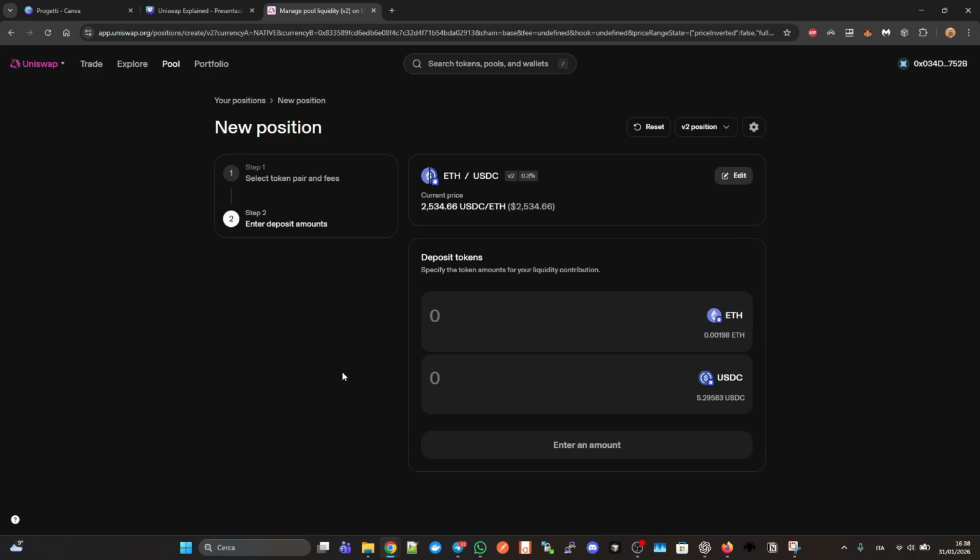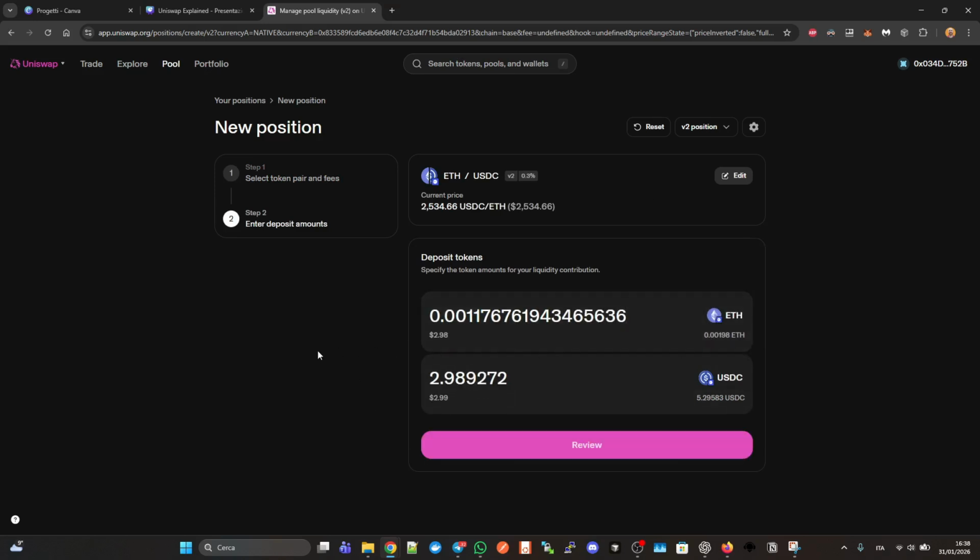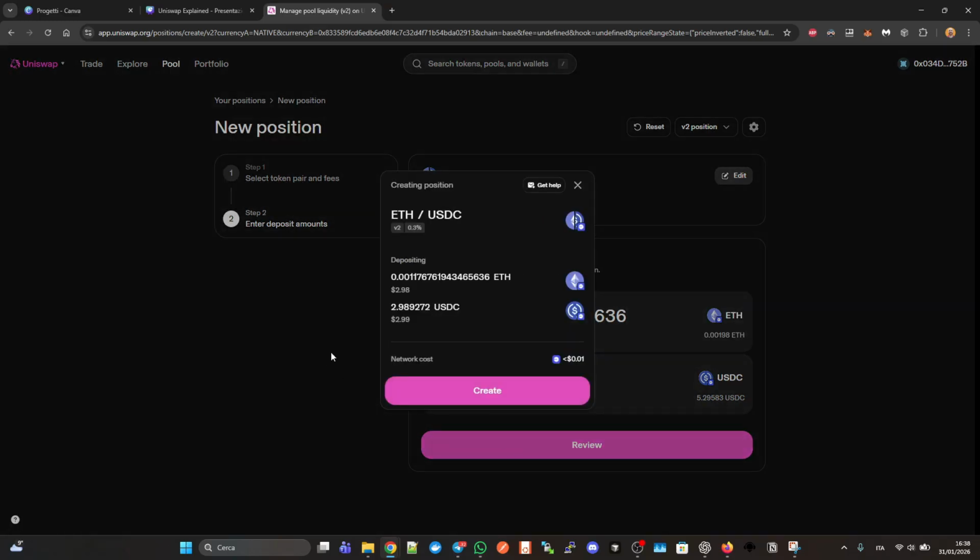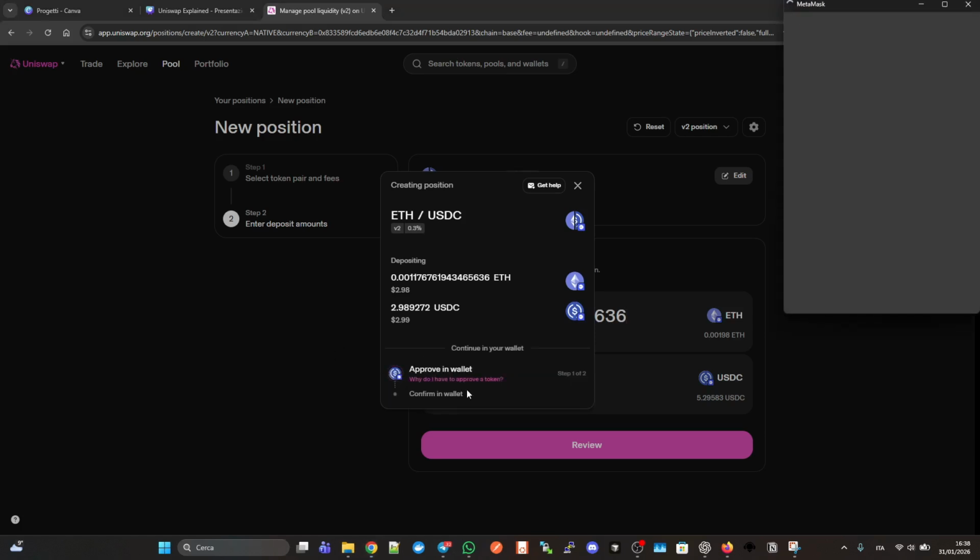Okay, so let's deposit, for example, the maximum here. Okay, it already calculates everything. So for each trade, the liquidity providers will gain the 0.3%, and depending on our share in the pool, we will gain our part of the fee. So let's provide this liquidity. Okay, let's hit create.